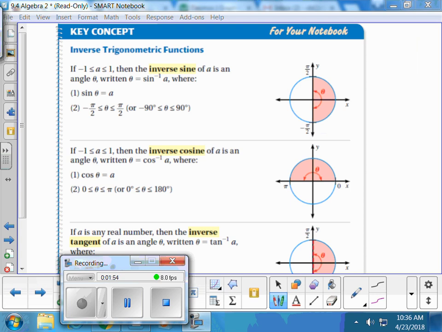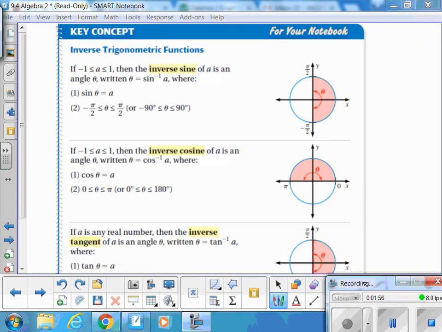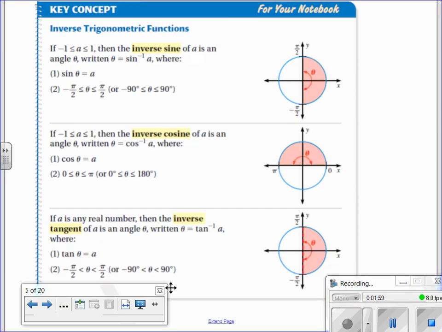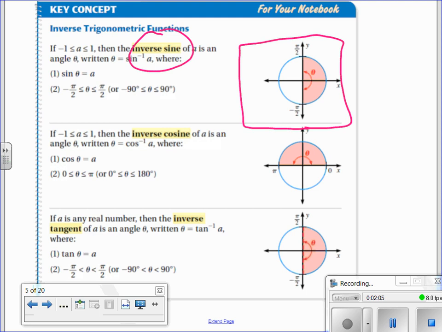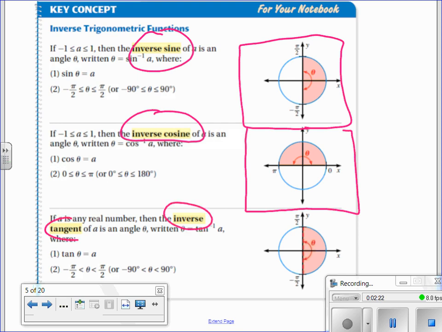Alrighty, here's what I want you to write down from this slide. I want you to jot down that if you're using sine inverse, you'll be searching on your unit circle in quadrants 1 and 4. If you're using cosine inverse, you'll be searching on your unit circle in quadrants 1 and 2. It'll be like seek and find on the unit circle. It'll be fun. And then if you're doing inverse of tangent, you'll be looking on your unit circle for quadrants 1 and 4 again. Okay?